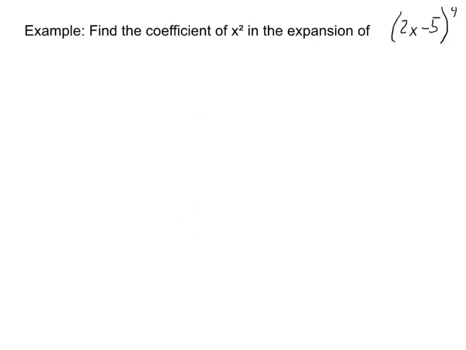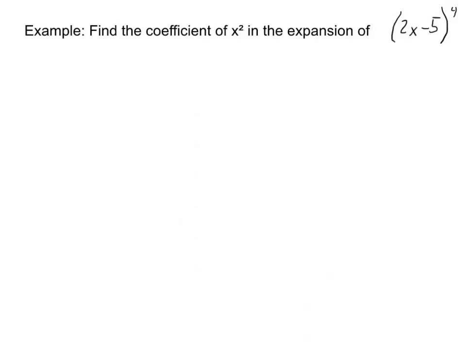So for example, find the coefficient of x squared in the expansion of (2x minus 5) to the 4th power. All right, let's look at how this is a faster problem. And then for the last problem, I'll sort of let you go through it on your own, and there's a little twist to it.